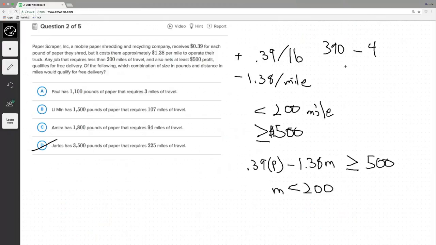So this wouldn't actually hit that, right? Because I did 1100 and you get, yeah, this wouldn't actually make that 500 profit level. Let's go to this one and let's try this guy.